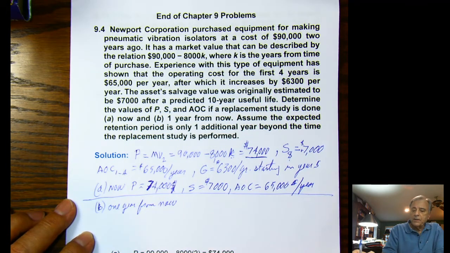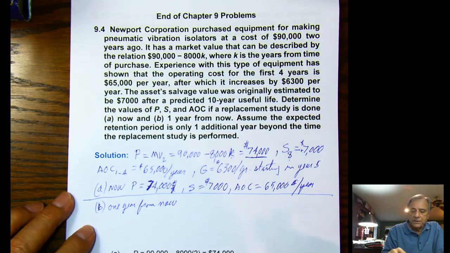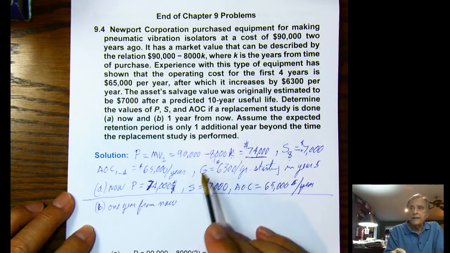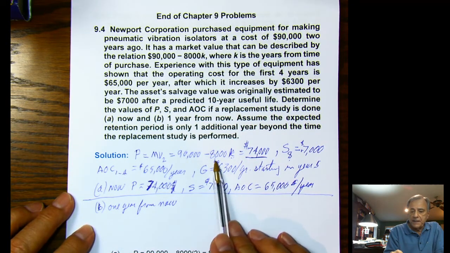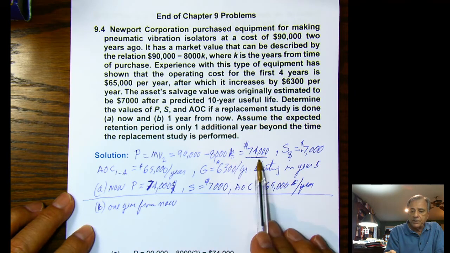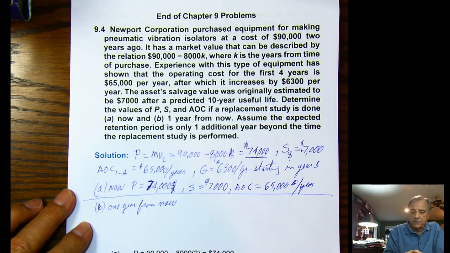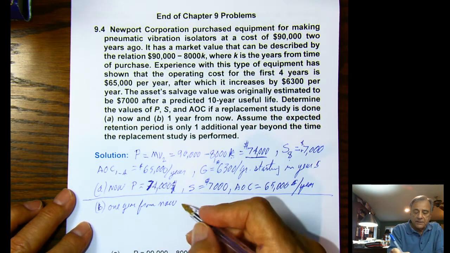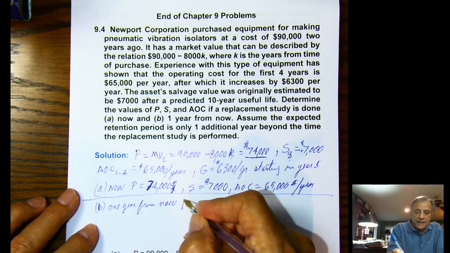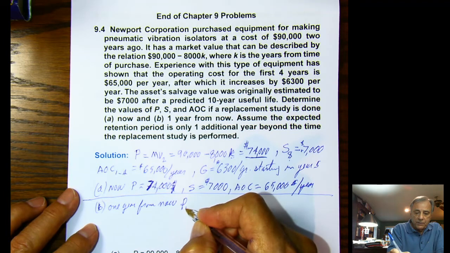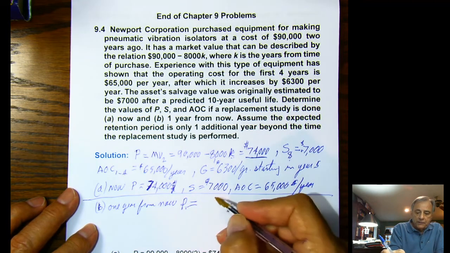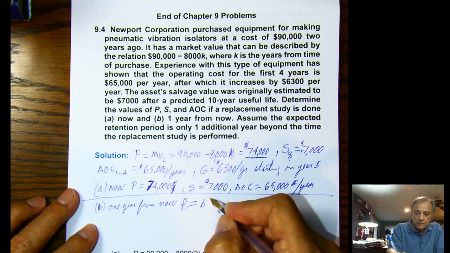Well, what's the market value of the machine then? Well, it would be 90,000 minus K times 3. So it'll be 74,000 minus 8,000, which would be $66,000. So at that time, P would be equal to 66,000.